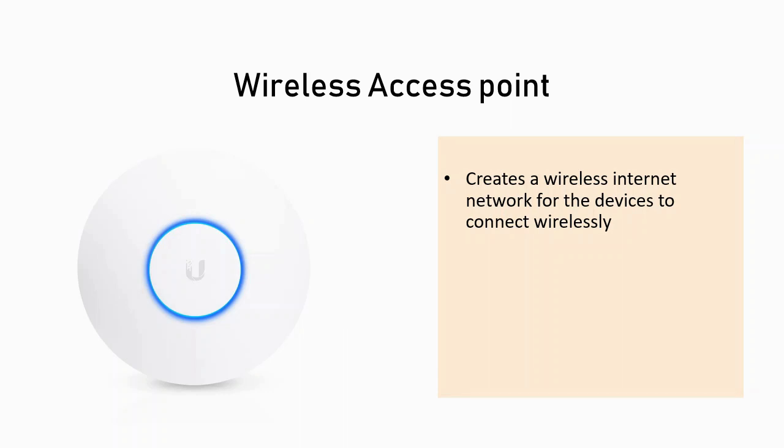So the wireless access point will just create a wireless network. It will do nothing else. It will not do any kind of routing, it will not do any kind of DHCP, and it will not do any kind of DNS resolution. It will just create a plain simple wireless network.